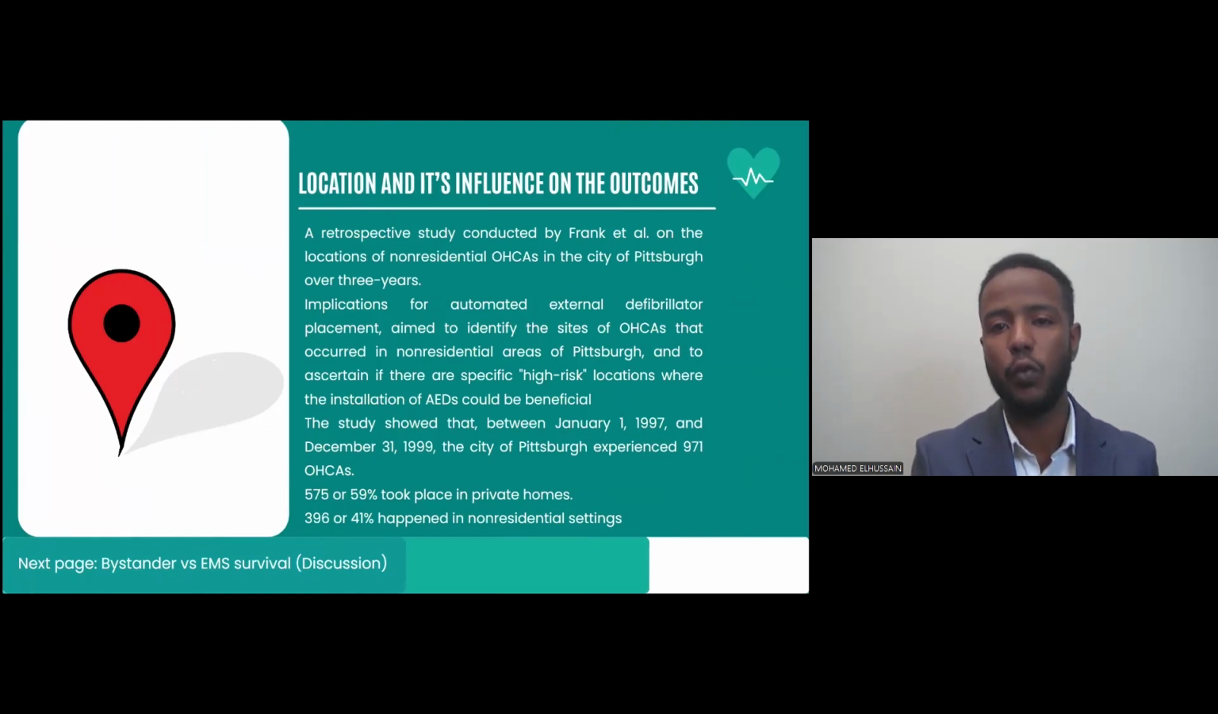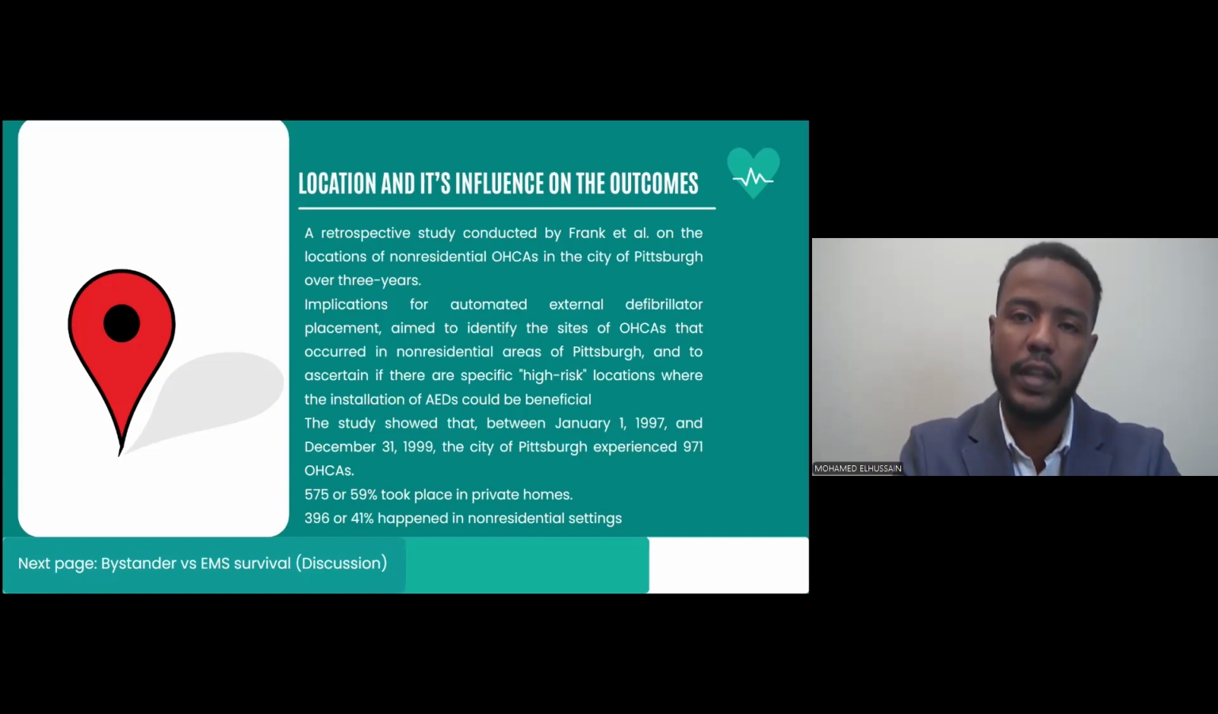The location, and how does it influence the outcome? Another retrospective study was conducted by Frank et al. on the location of non-residential out-of-hospital cardiac arrest in the city of Pittsburgh over 3 years. The implications for AED placement: the aim was to identify the sites of out-of-hospital cardiac arrest that occurred in non-residential areas of Pittsburgh and to ascertain if there are specific high-risk locations where the installation of AEDs could be beneficial. The study showed that between January 1, 1997 and December 31, 1999, the city of Pittsburgh experienced 97 out-of-hospital cardiac arrests. 59% of them were in private homes and 41% were in non-residential areas.